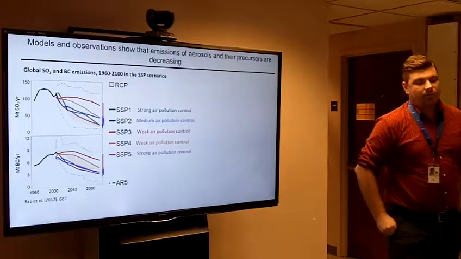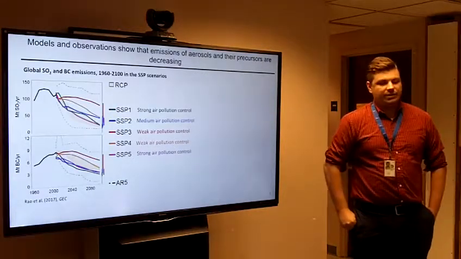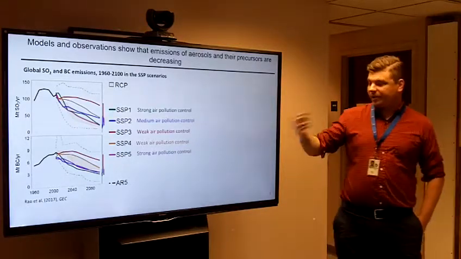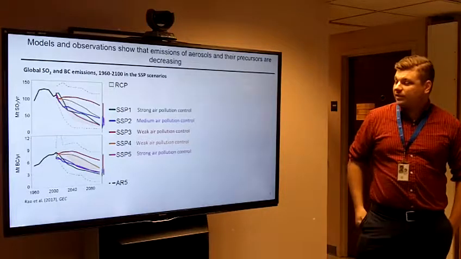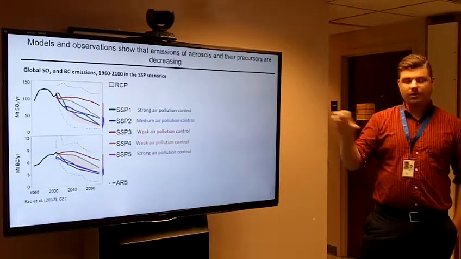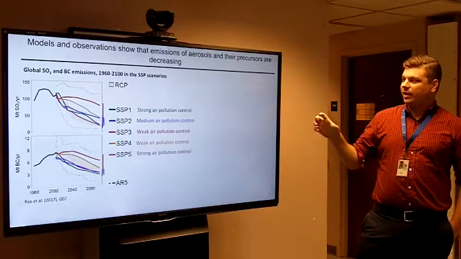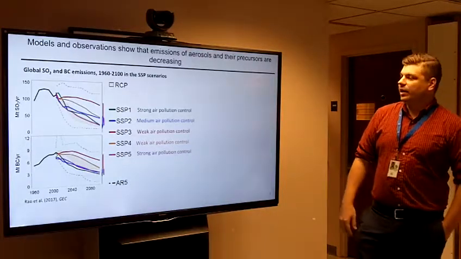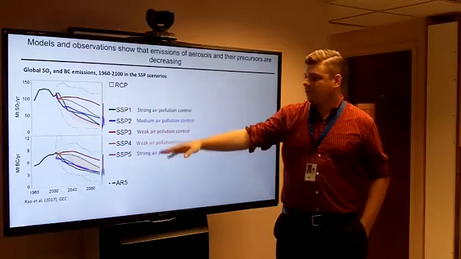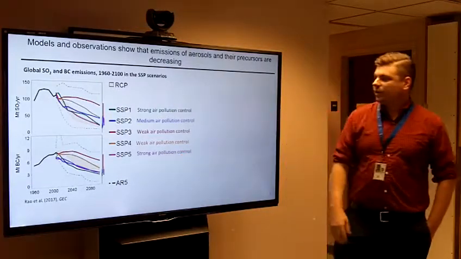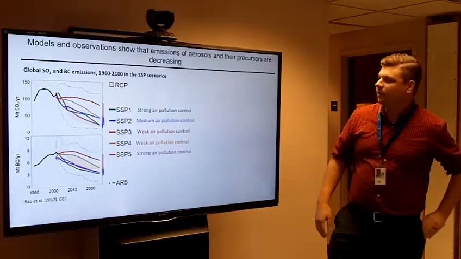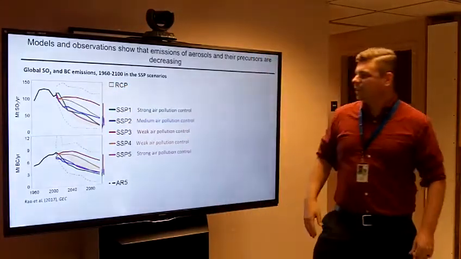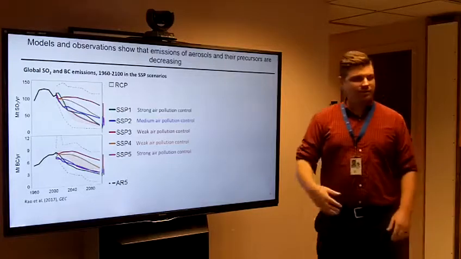And models and observations are now showing that aerosols and their precursors are decreasing. So this is from a recent paper looking at global SO2 and black carbon emissions in the historical period, 1960 through the future scenarios, through 2100. At the top you have SO2 emissions, the bottom you have black carbon. The gray shading that you can sort of barely see, I guess it's more of a brown, is the RCP range for the future.